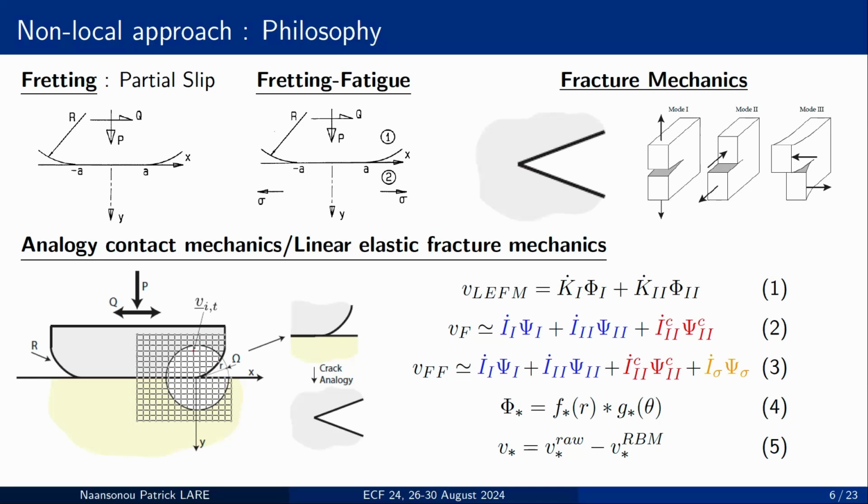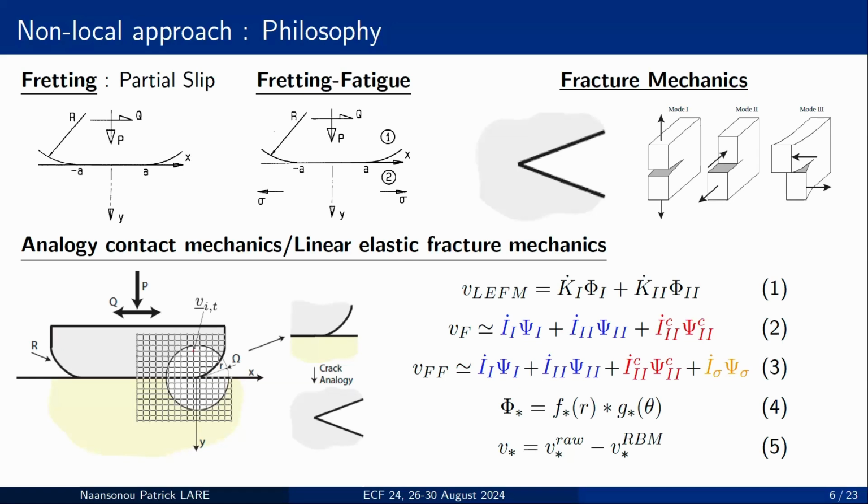And in fracture mechanics, we have tools to take into account this gradient effect. These tools are intensity factors. For example, in a reference frame attached to the crack tip, the velocity can be expressed like that in 2D, with K1 the stress intensity factor of mode 1, and K2 the shear stress intensity factor.